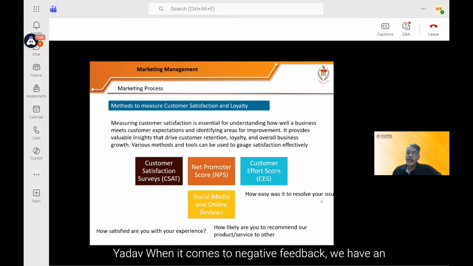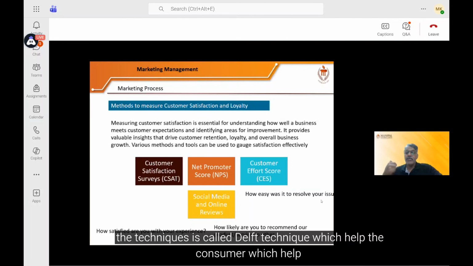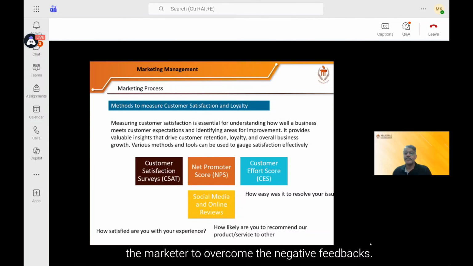How to cope up with negative feedback? Aman Yadav, when it comes to negative feedback, we have an exclusive team who look into the reasons for such negative feedback. And there are different techniques. One of the techniques is called the DELF technique, which helps the marketer to overcome the negative feedback.